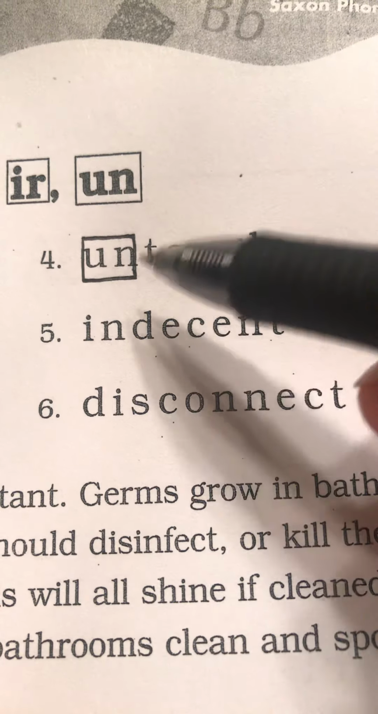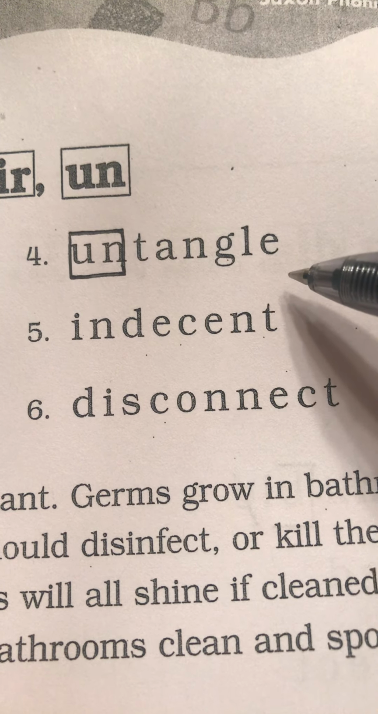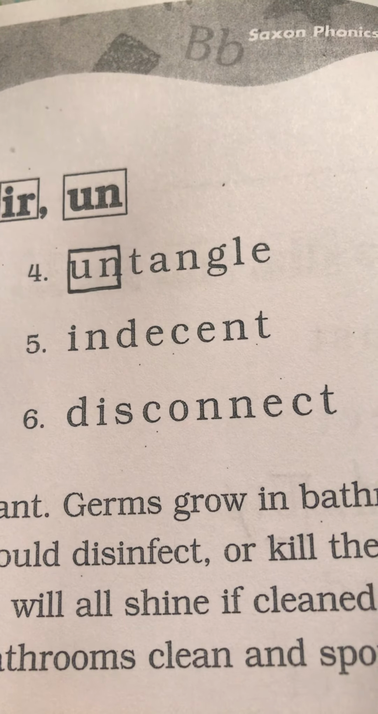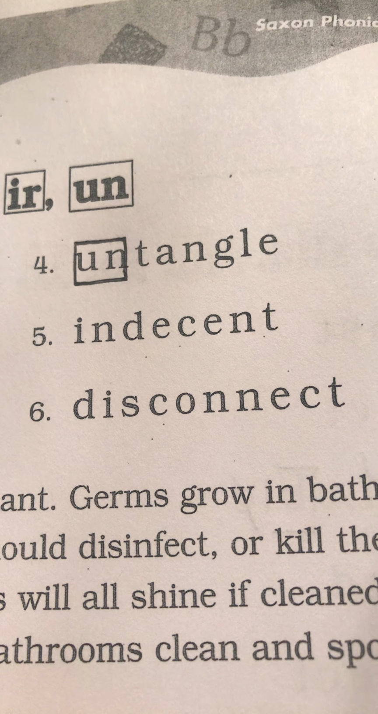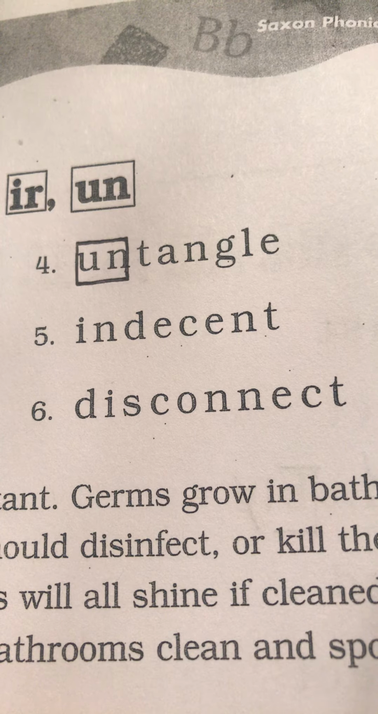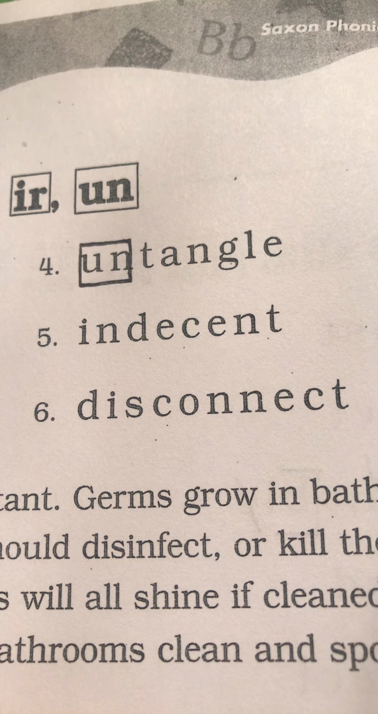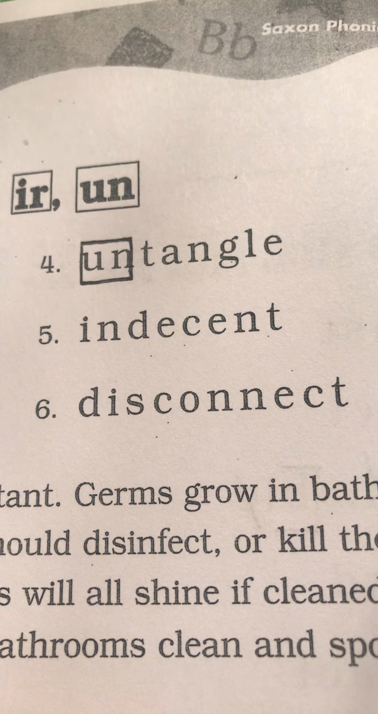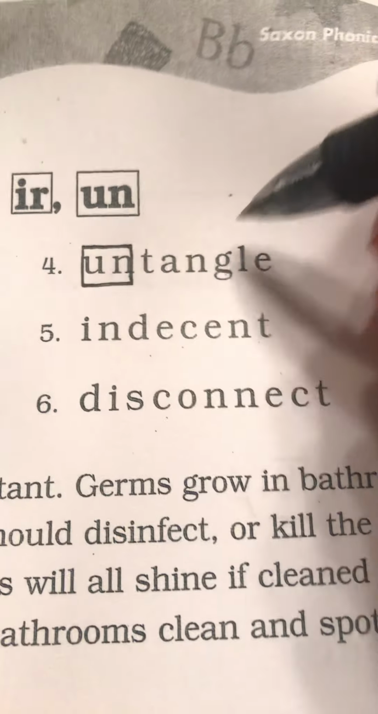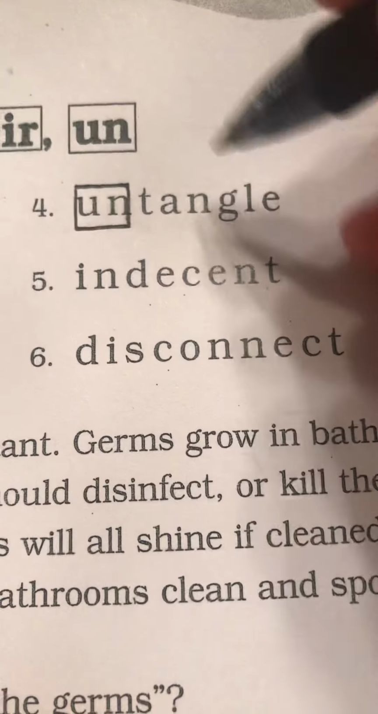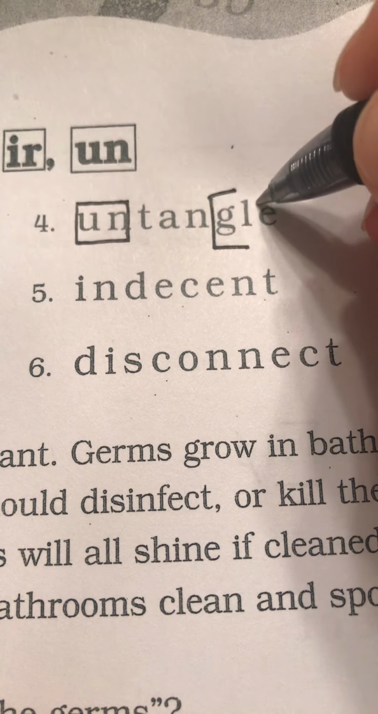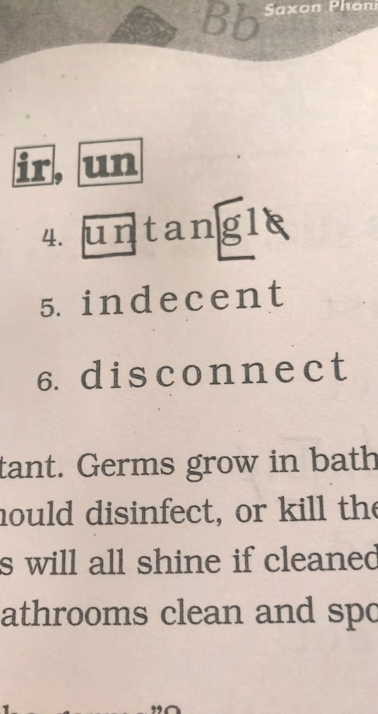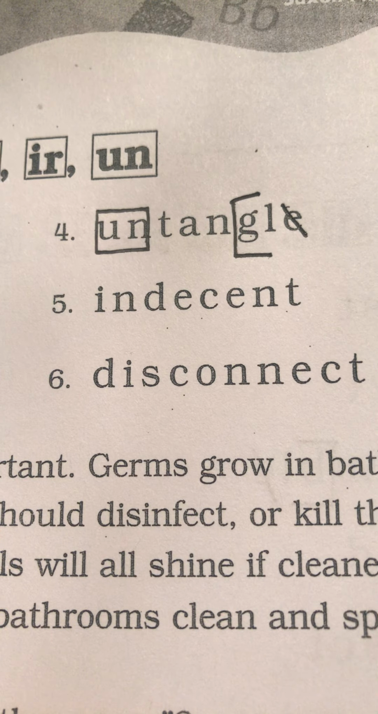So let's look at that. Is tangle a compound word? No. Does it have a suffix at the end of it? No. Does it have a final stable syllable? Yeah, it sure does. The GLE is a final stable syllable, and we code those by putting the bracket around them. And I mark out that E because we don't hear it. And now I'm left with tan.